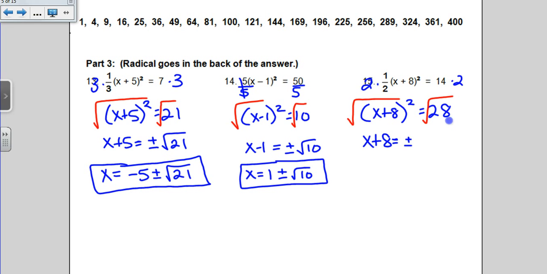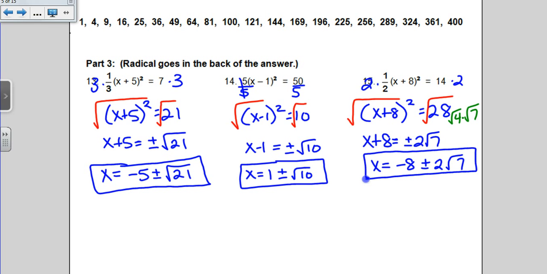So 28 can break into 4 times 7. And if I think about reducing the square root of 4 times the square root of 7, that becomes 2 square roots of 7. So my final answer, once I subtract the 8 to the other side, is negative 8 plus and minus 2 square roots of 7.